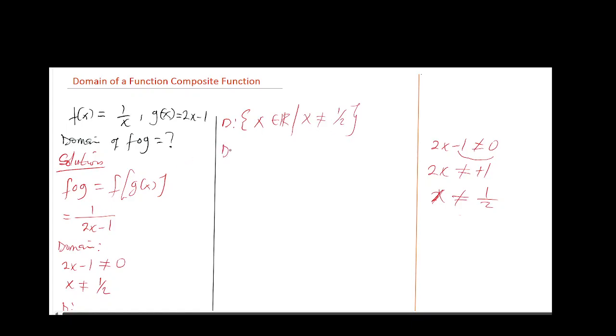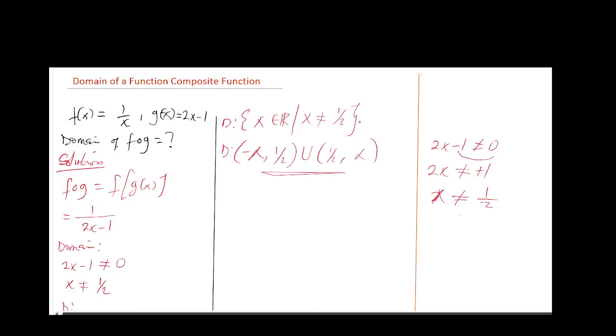Writing in interval notation, we are going to have that x is a set of all real numbers. You remember real numbers begin with negative infinity to positive infinity. So from negative infinity to 1 all over 2, union 1 over 2 to positive infinity. And that is the final answer.